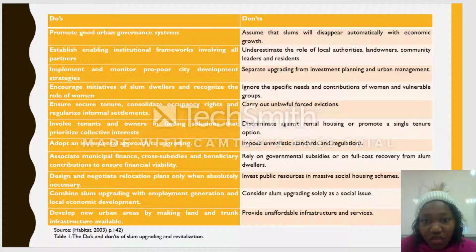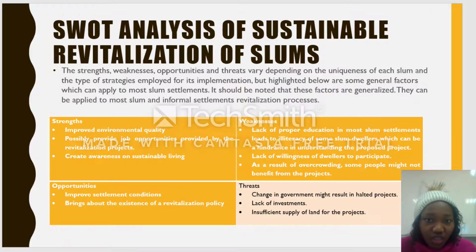And one of the important don'ts when it comes to slum upgrade or sustainable revitalization is assuming that the slum will disappear automatically with economic growth. Economic growth is not a yardstick for slums to be eradicated. Real work has to be put in place, real participation has to be put in place for slum settlements to be eradicated, or should I say improved or upgraded.